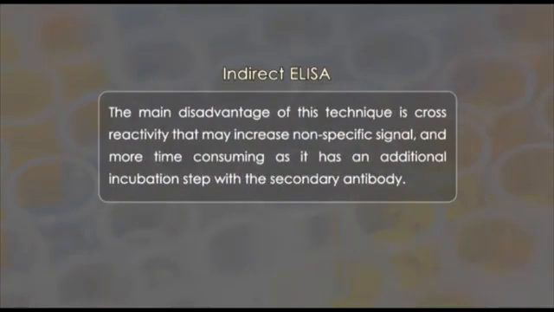It is a more sensitive assay compared to the direct ELISA, as more than one label antibody is bound per one primary antibody. It is also more cost effective and flexible, as different primary antibodies could be used with the same label antibody. The main disadvantage of this technique is cross-reactivity that may increase non-specific signal, and it is more time consuming, as it has an additional incubation step with the secondary antibody.